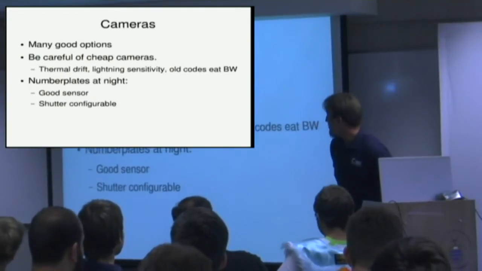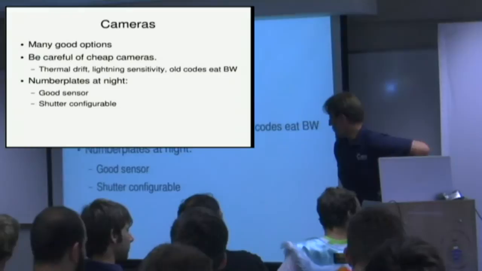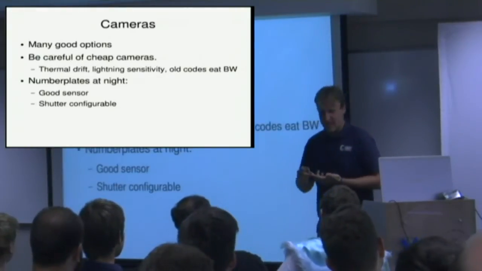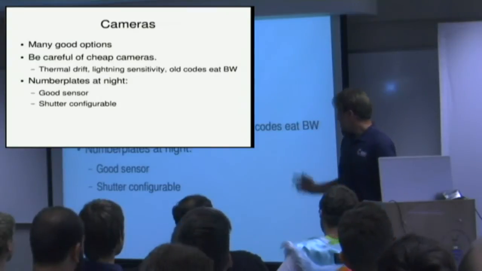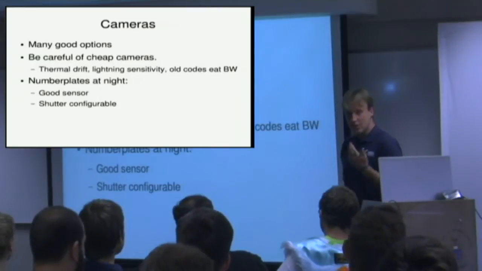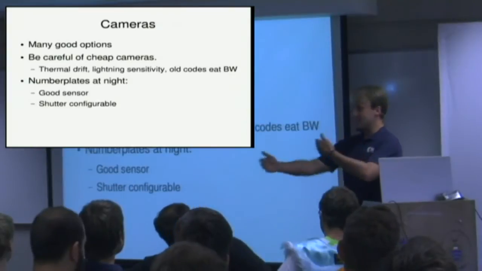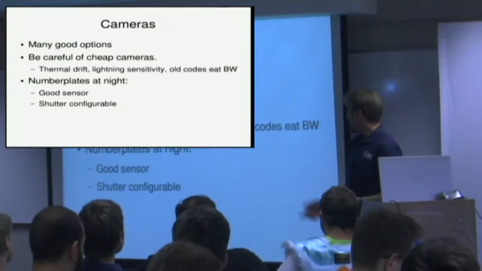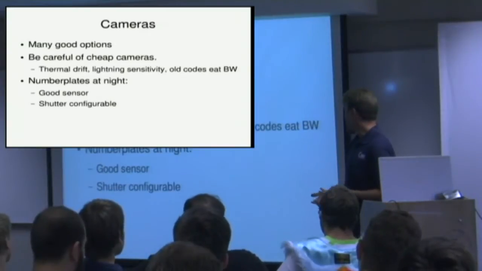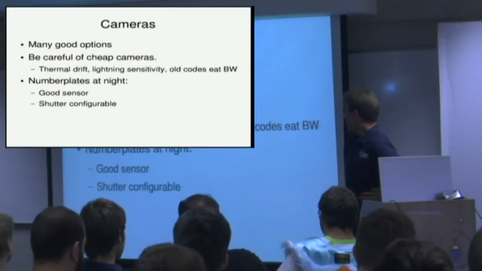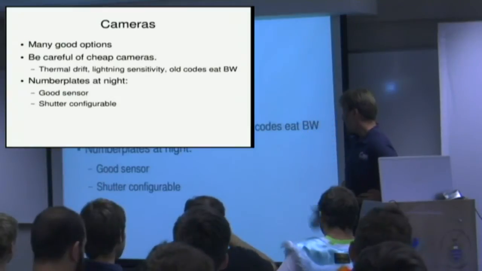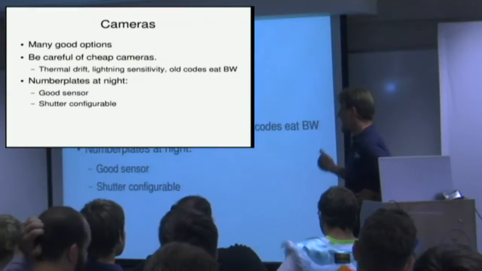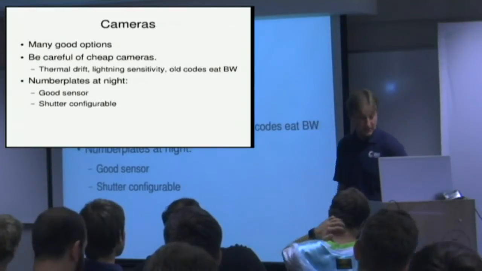Okay, then in terms of cameras, there are many good options these days. Vivotech, Axis, just a whole list. Just be aware of the cheaper cameras. You get thermal drift, and then in the morning you've got a nice crisp image. In the late afternoon it's blurry, it's horrid. You get light sensitivity issues, the image sensors are rubbish, that kind of thing. Okay, then to get number plates at night, do take extra care to get something with a very good sensor, good optics, and a configurable shutter speed.